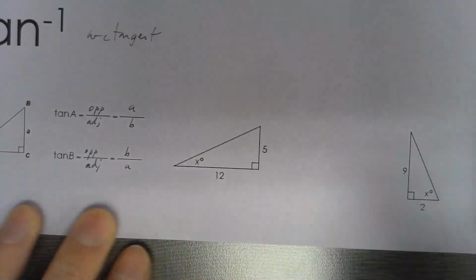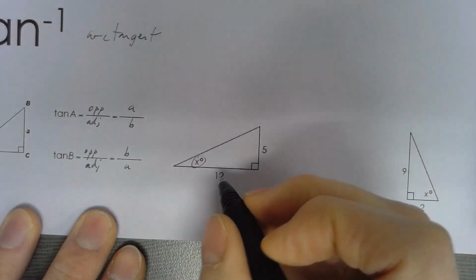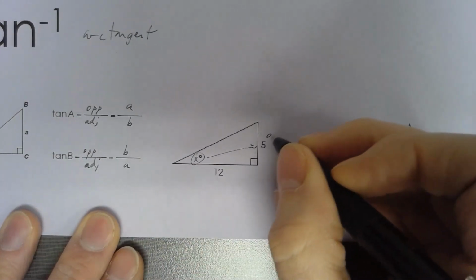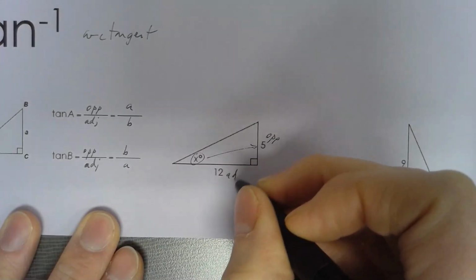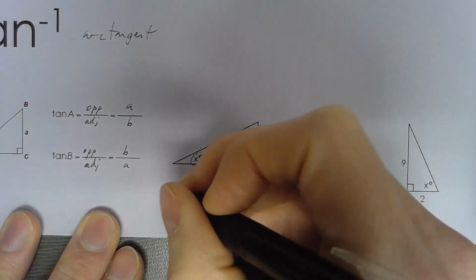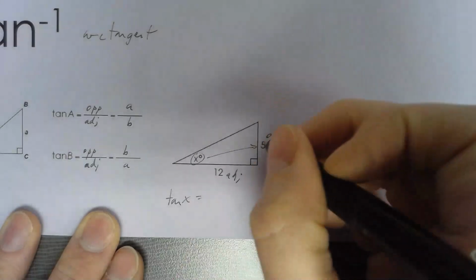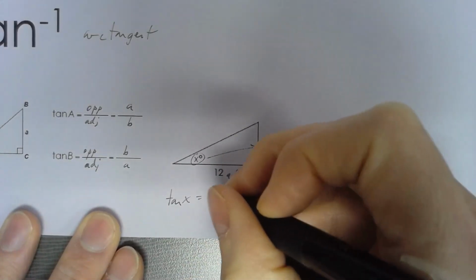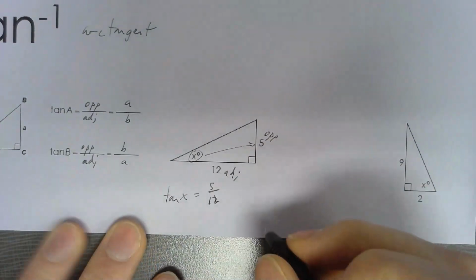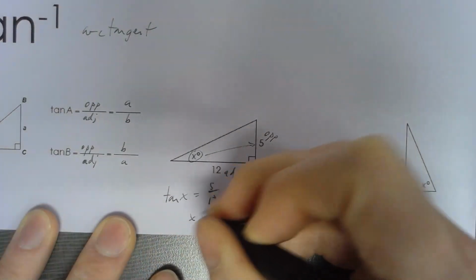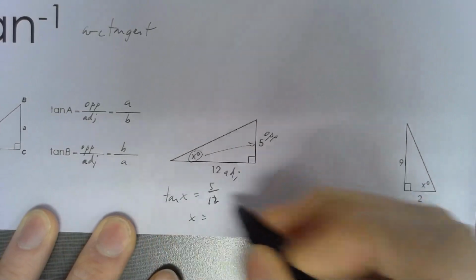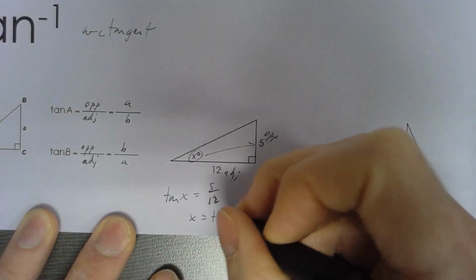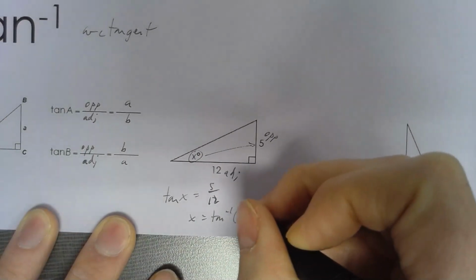When I want to find x, and the information that I know are the two legs, this is the opposite leg and this is the adjacent leg, I'm going to use tangent. Tangent of x equals opposite over adjacent. Tangent of x equals 5 over 12. So then we can solve for x by taking the inverse tangent. Inverse tangent of both sides gets us tangent inverse, or arctangent, of 5 over 12.